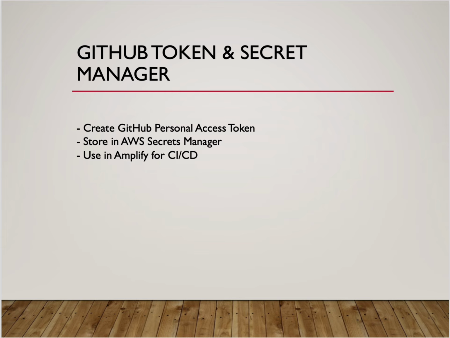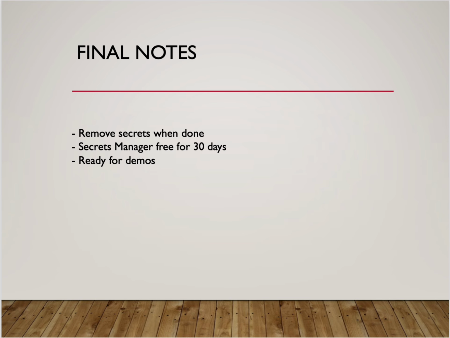Finally, your environment is now ready for AWS CDK development. You have your AWS account configured, CLI and Node.js installed, CDK toolkit set up, IAM permissions in place, your environment bootstrapped, and secure GitHub integration with Amplify. With all this foundation, you can start writing CDK applications and deploying them to AWS. Let's move into the demo.